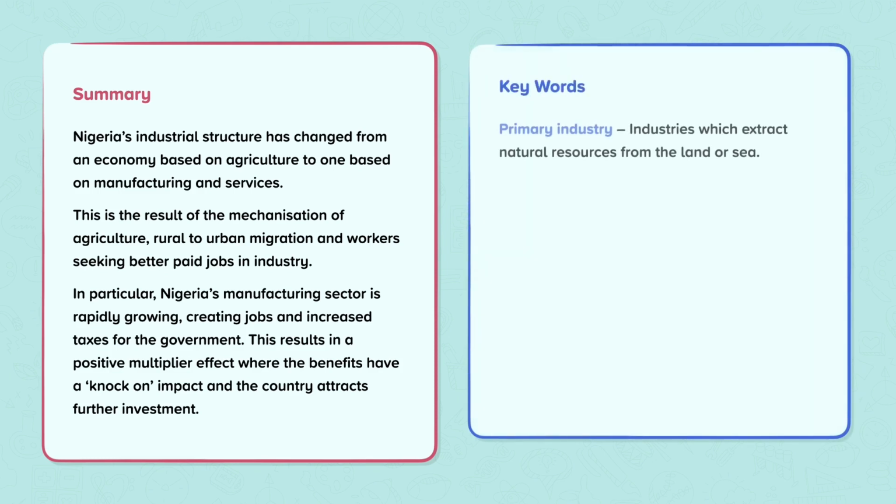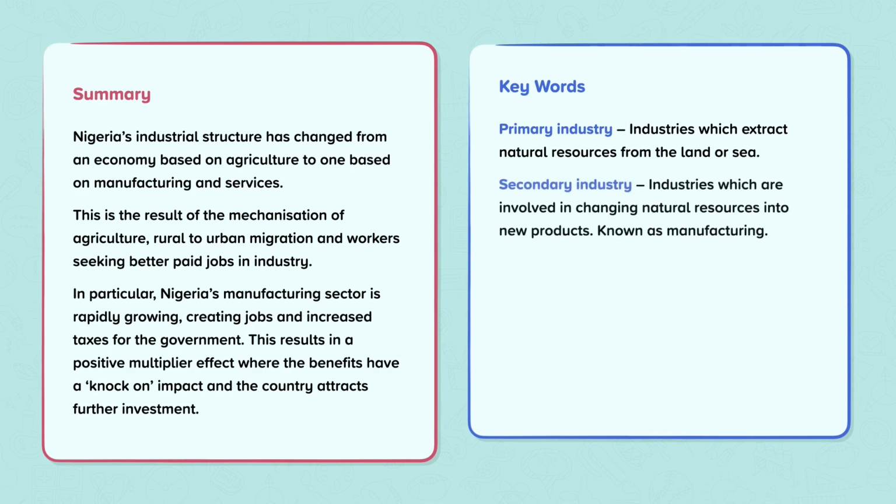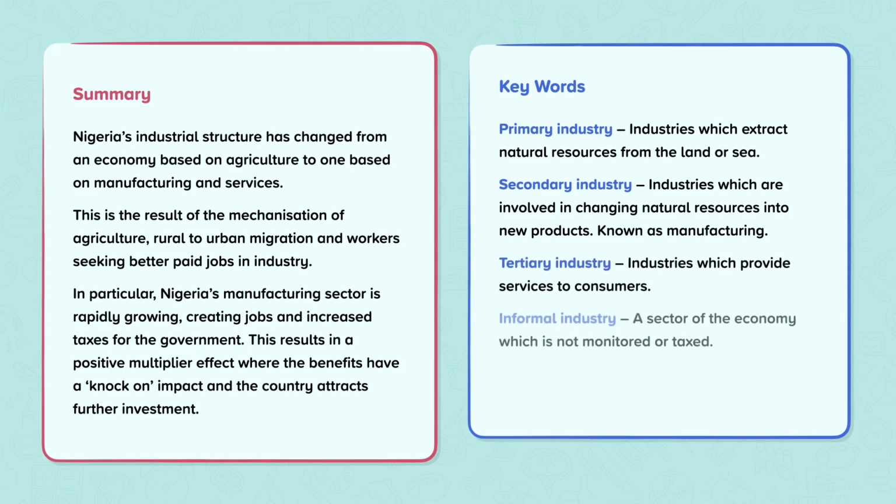Keywords: primary industry, industries which extract natural resources from the land or sea. Secondary industry, industries which are involved in changing natural resources into new products, known as manufacturing. Tertiary industry, industries which provide services to customers. Informal industry, a sector of the economy which is not monitored or taxed. And GDP, the total value of goods and services produced in a country.